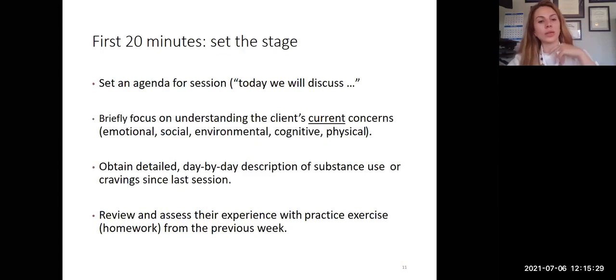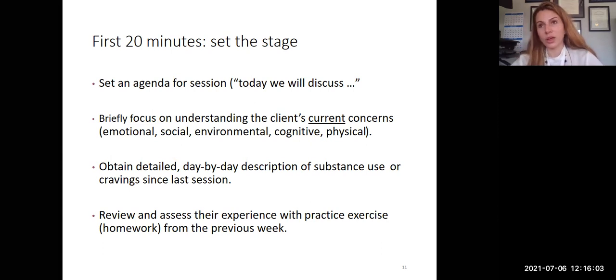So the 20-20 rule breaks down like this. The first 20 minutes is where we set the stage. So you always start with an agenda. Today we're going to talk about this. You might briefly ask them to talk about current concerns, so just the past week, and identify which category those might fall into within that triad that I just showed you. We want to also talk about their substance use or craving since the last session, because that's a lot of the work that we're doing, especially early on, is their actual use behavior with logging and tracking. And I'm going to show you that in a minute.